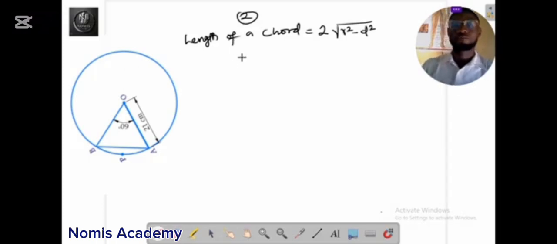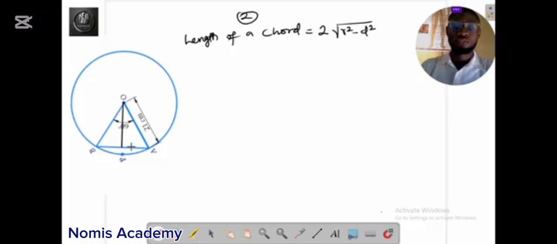Now let's use the second formula and see that we are going to have the same answer. The length of a chord is equal to 2 multiplied by the square root of r squared minus d squared. Note the d here means apothem. And what is apothem? Apothem is the distance between the center of the circle and the chord. So this length of line from the center to the chord is an apothem.